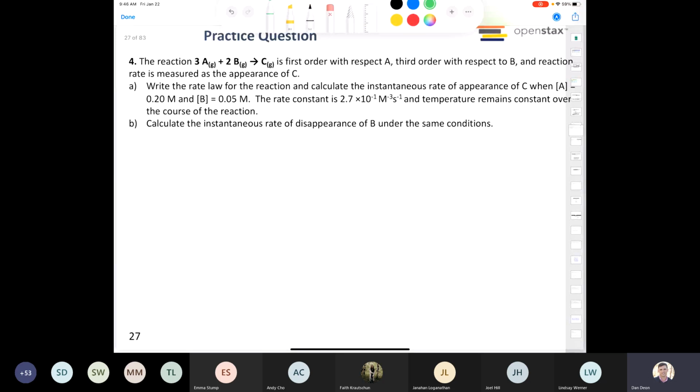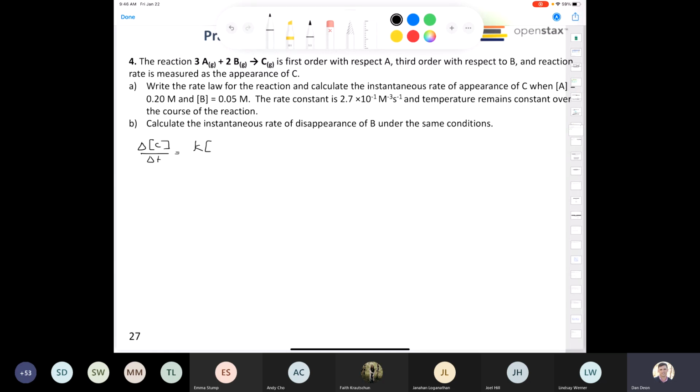So that tells us that the reaction is measured as the rate of appearance of C over time, and it's equal to the rate constant times the concentration of A, it's first order, times the concentration of B, and that is third order. And so this is overall what order? Could anybody tell me what order overall this reaction is? And it's not a trick question. Fourth. Absolutely. This is a fourth order reaction. So fourth order overall. I just added the exponents.